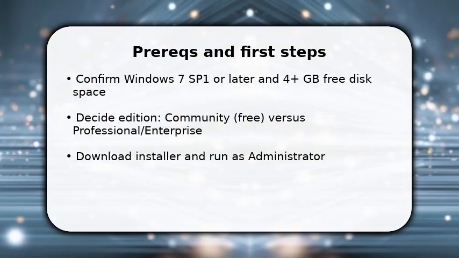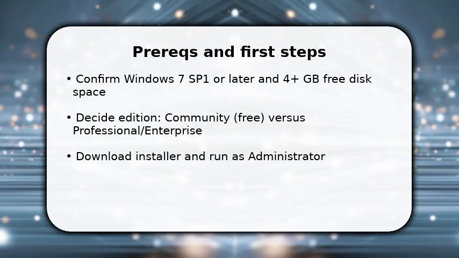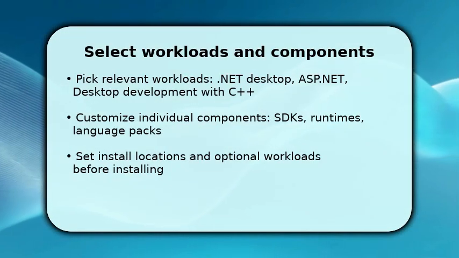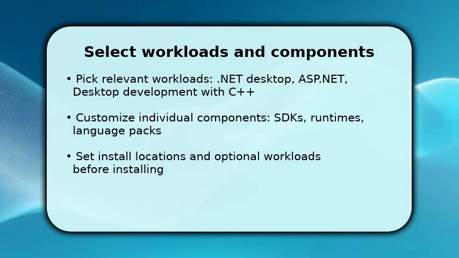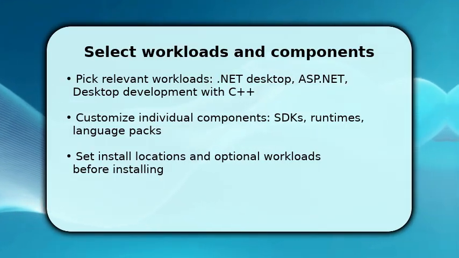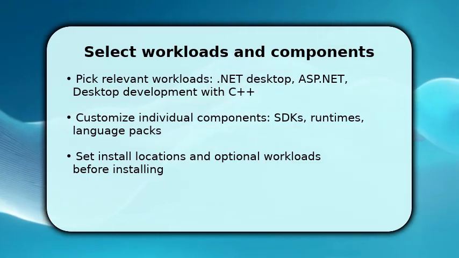Choose workloads aligned with your projects, for example, .NET Desktop for WPF/WinForms, ASP.NET for Web, or Desktop C++ for native apps. You can click individual components to add SDKs, specific runtimes, or language packs. Include only what you need to save space. Make sure to change the install path if you prefer a non-default drive.